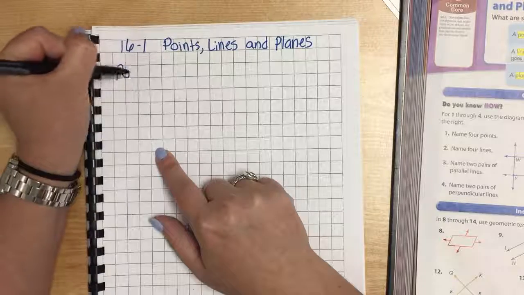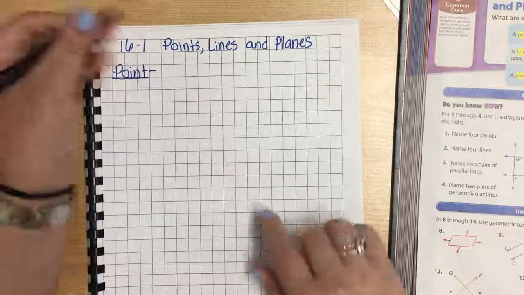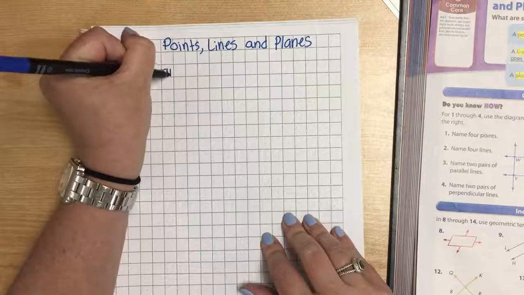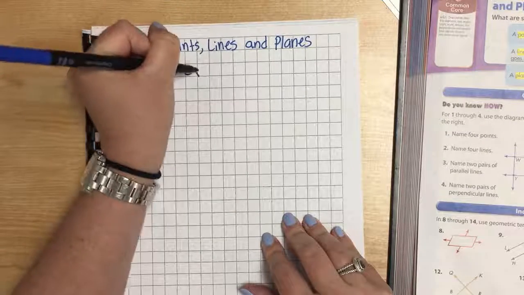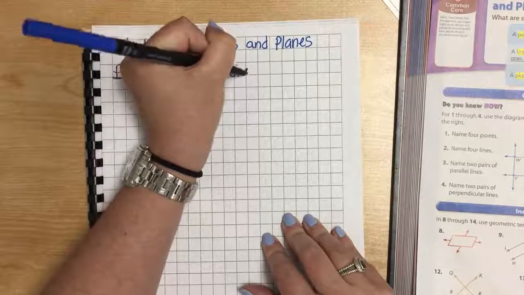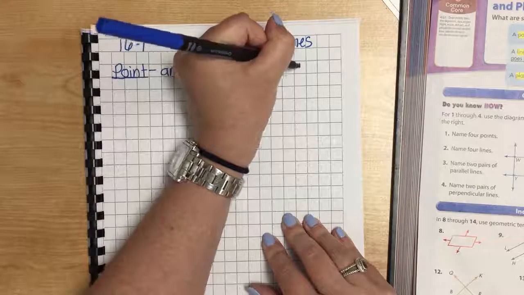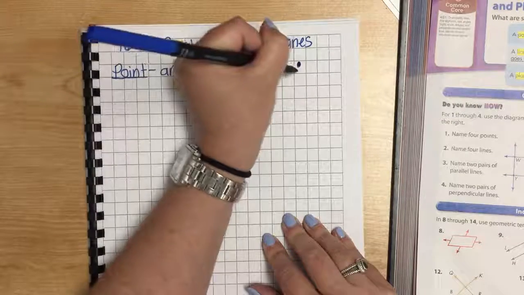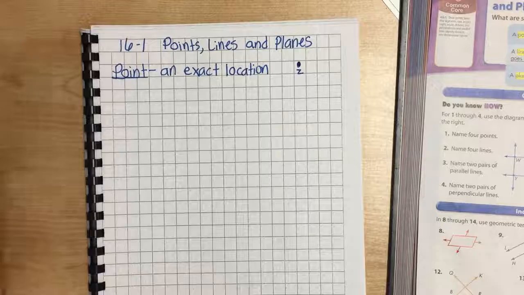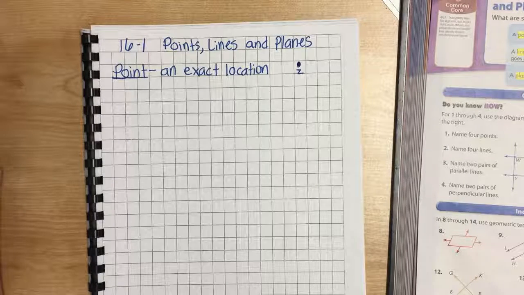Our first word is a point. A point is an exact location. Over here, make a dot and then label it. That's a point. Anytime you see that on a line, that is called a point.